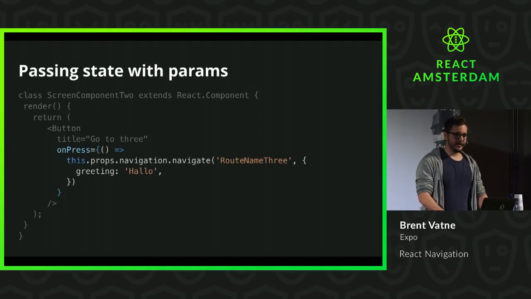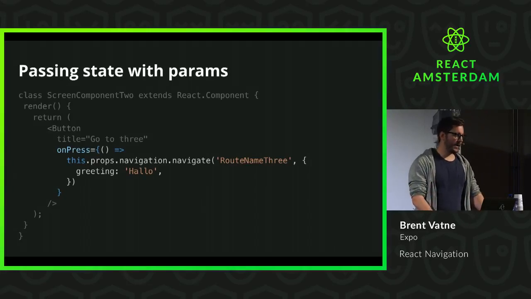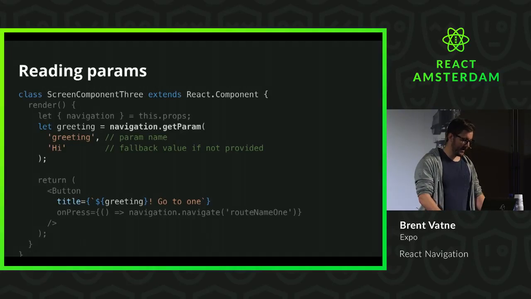When we want to pass state between different screens, we just add this second argument to the navigate function, which is an object, and add whatever we want in there. Pretty straightforward. So here we're just adding a greeting with the word hello, which I understand translates to hello in Dutch. And then on this next screen, we're going to read the param by just saying navigation.getParam, and we grab the greeting, and then the second argument there is basically the fallback value. So if we get to the screen and we were not given a greeting param, then we use that.